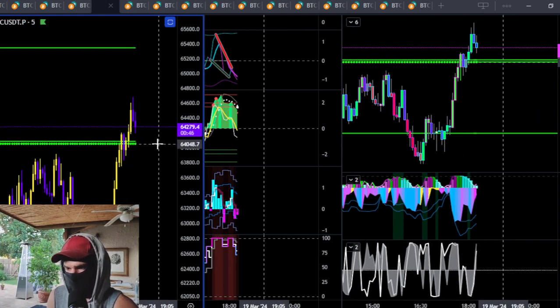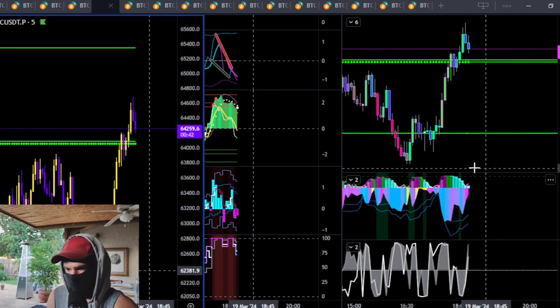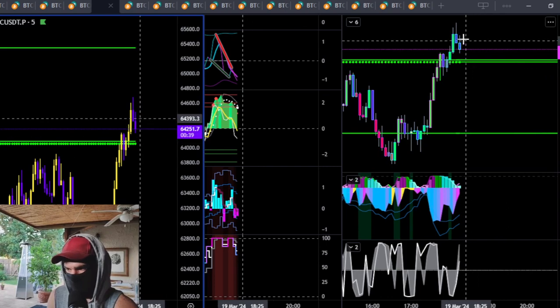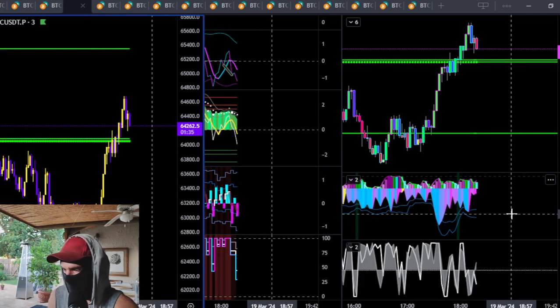Any closes below $64,040, I look for a dump. 5-minute, everyone's getting a little bit screwed here on these time frames. We are saying lower highs just because of the 7-day. What do we have here?